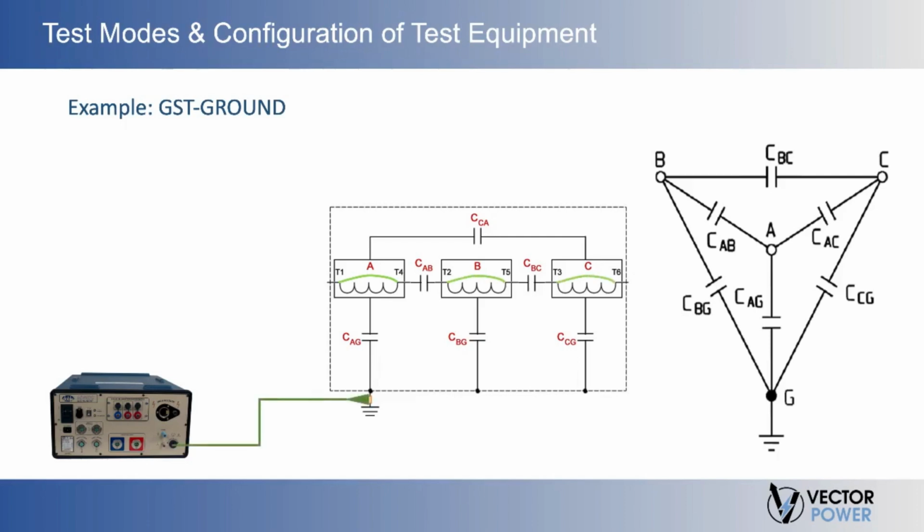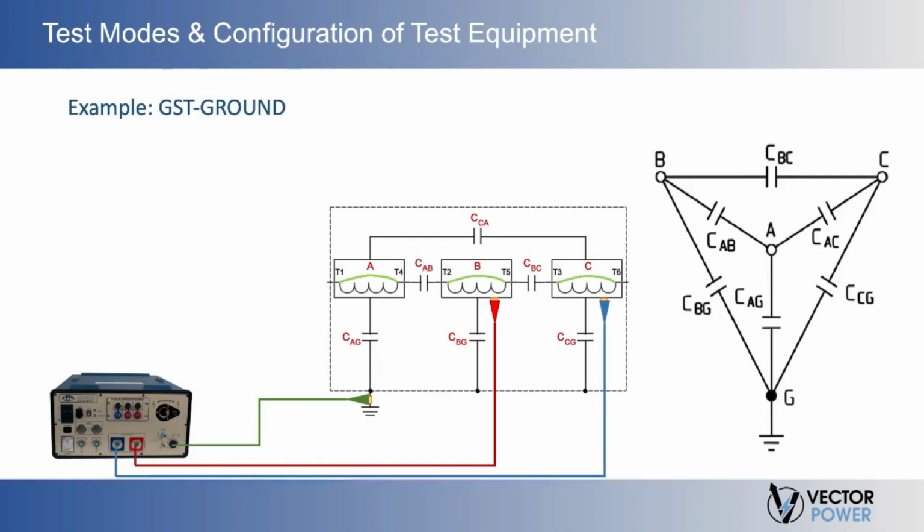And we connect to the chassis ground. Here we'll place one measurement channel on the B winding, one on the C winding, and we will energize or apply our test voltage to the A winding. We'll run the GST ground all.